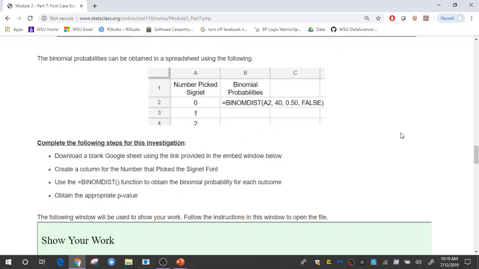The binomial probability distribution is going to be used again. It's going to be set up under the situation that I have here on the screen. We're going to use the BINOM.DIST function again. The number of trials is 40. As I've said, the parameter value is going to be 50% here, and the last argument is going to be false.